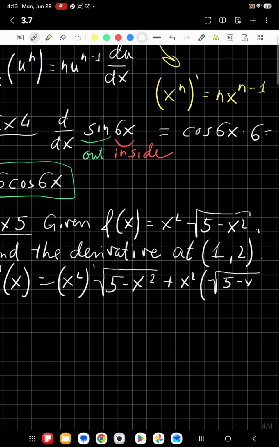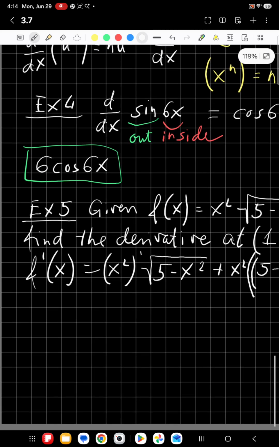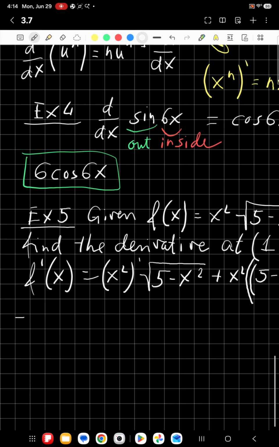At this point, I'll change that radical to a power of one half, an exponent of 1 over 2. So 5 minus x squared to the half, and we need to take the derivative of this one. So that will be equal to the derivative of x squared, which is 2x, and then we have that radical, the square root of 5 minus x squared.